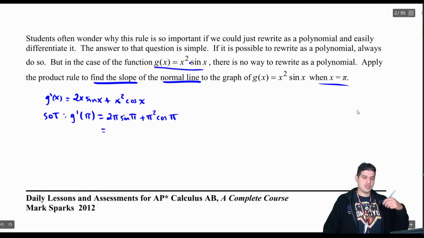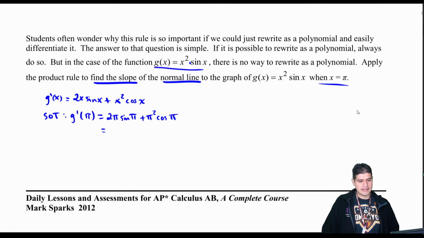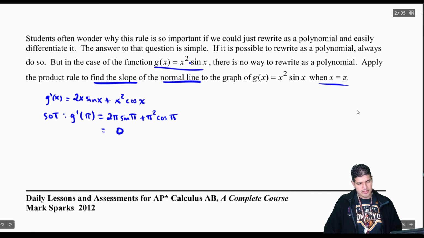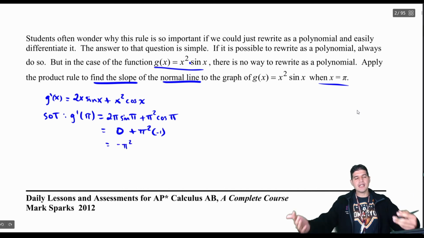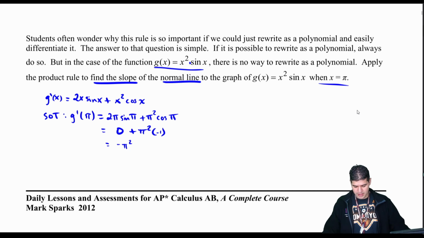All right, so then 2 pi times sine of pi, that's going to get 0, plus pi squared times negative 1. So this comes out to be negative pi squared. A pretty nice looking expression right there.